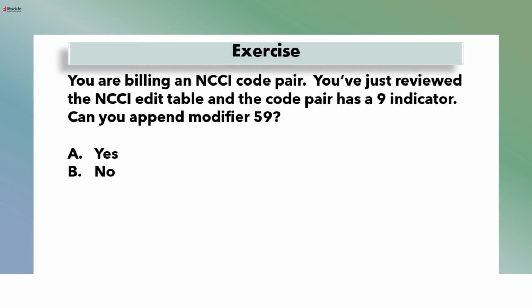All right, moving right along, our next exercise. You are building an NCCI code pair. You've just reviewed the NCCI edit table, and the code pair has a 9 indicator. Can you append modifier 59? A, yes, or B, no? And you have 30 seconds. Your time begins now. Good luck.